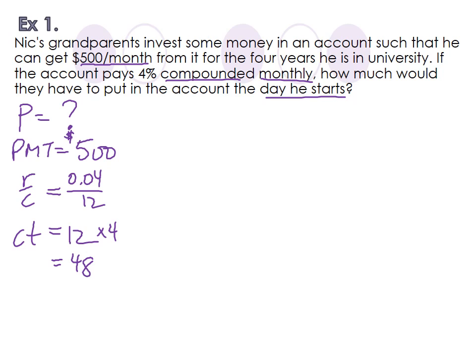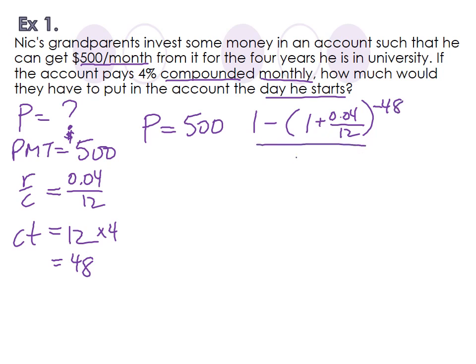Using our formula, present value equals $500 a month, 1 minus 1 plus 0.04 over 12 to the negative 48, all divided by 0.04 over 12. Once you type that all into your calculator, you should get 22,144.42.